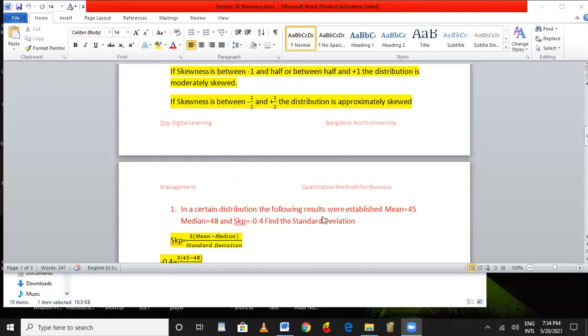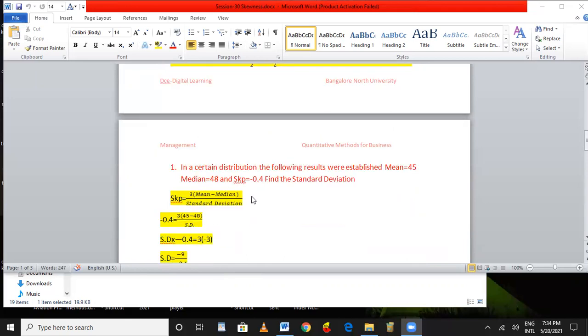So this theory can be understood with the help of the formula. In a certain distribution, the following results are established. Mean is equal to 45, median 48, and they have given the skewness as -0.4. Here, Skp is equal to 3 into (mean minus median) over standard deviation, which is 3 into (45 minus 48) over standard deviation. Here we have to calculate the standard deviation, the missing value.